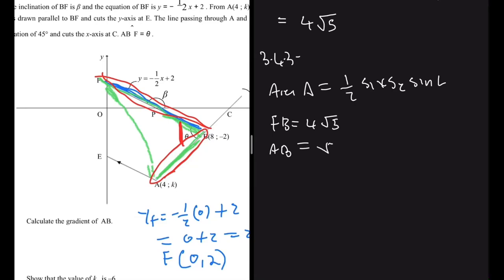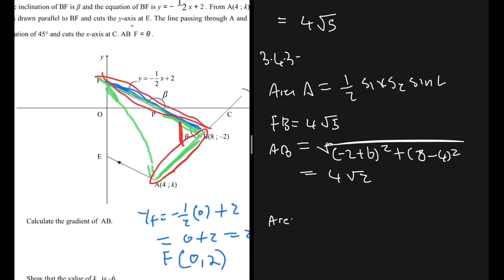So AB will be equals to the square root of y2 minus y1 squared plus x2 minus x1 squared. So let's take B as our second point, right? So y of B, that is minus 2 minus y of A, that will be minus 6. So we're just gonna have plus 6 here, squared plus x of B, that is 8 minus x of A, that is 4, squared, and then the length of AB is 4 square root of 2.